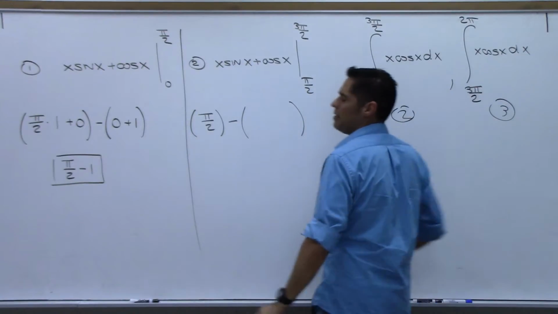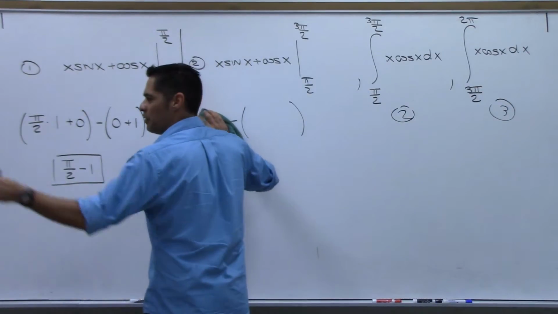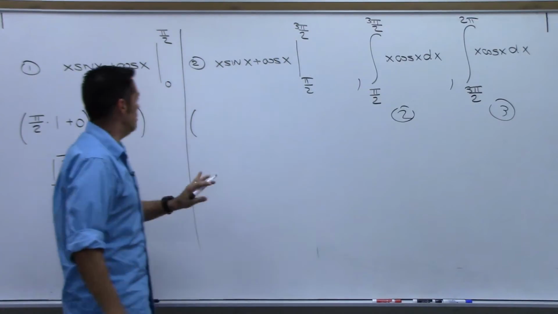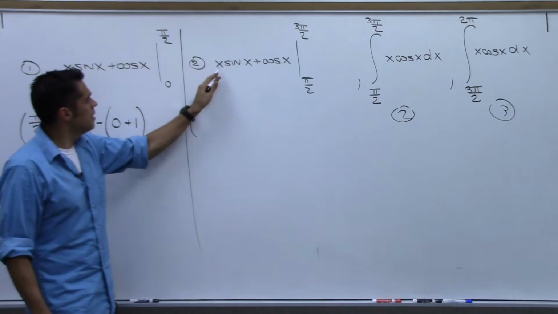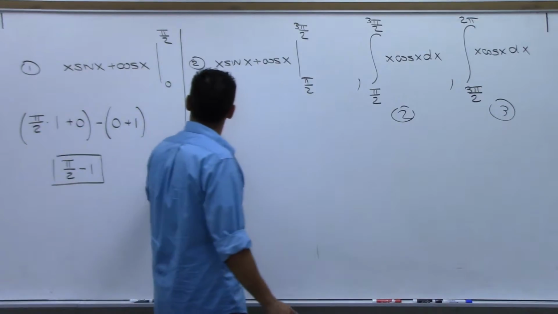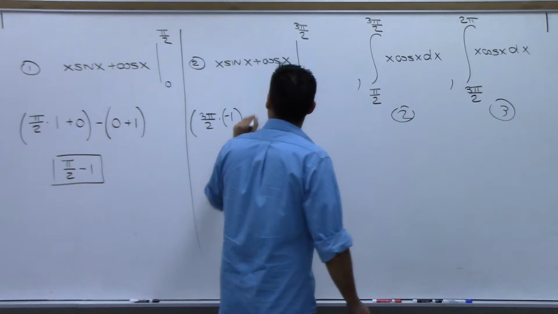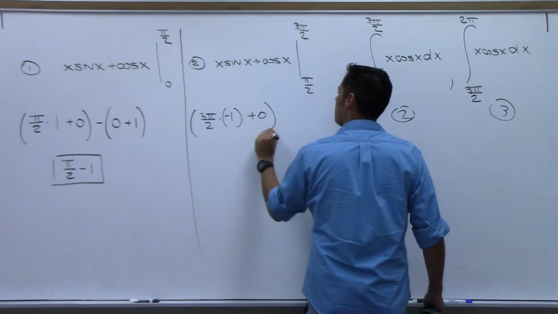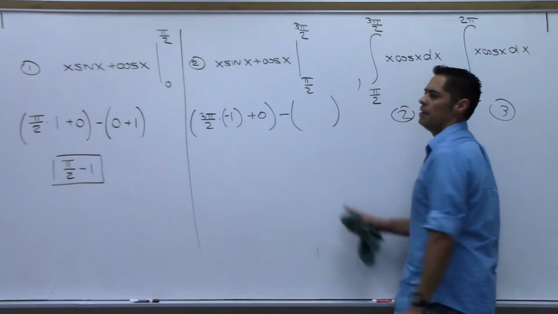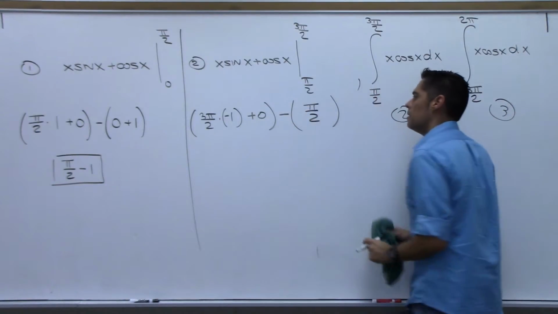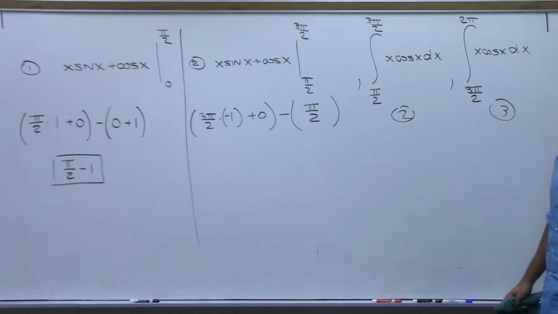Hold on, I meant it the other way around, sorry. 3 pi over 2 goes in first. That one's new. So what's 3 pi over 2 in here? The sine of 3 pi over 2 is negative 1. Cosine of 3 pi over 2 is 0. Then minus, now this is the one that's pi over 2. Questions on that?